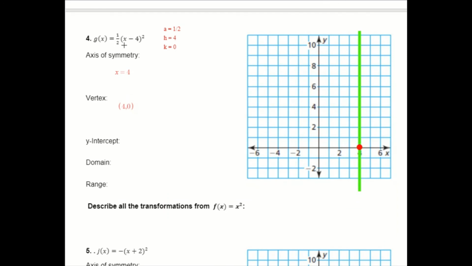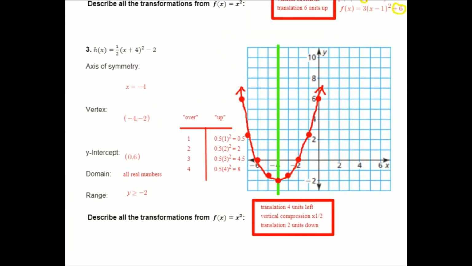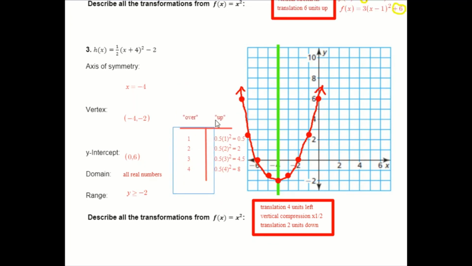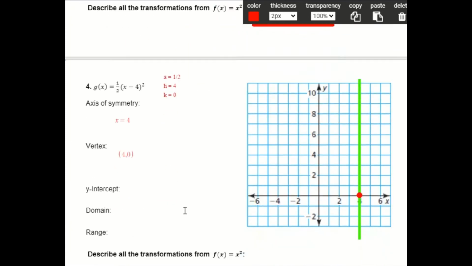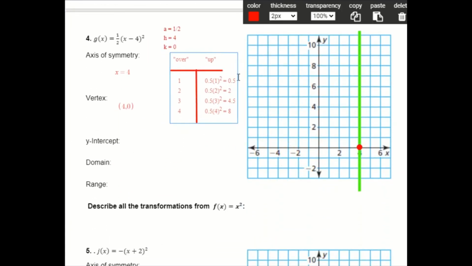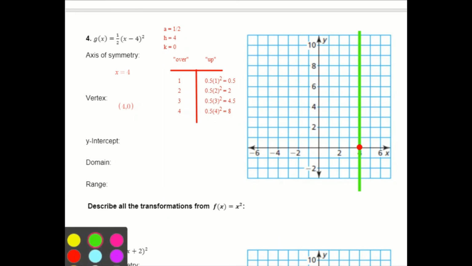Okay, so now our over-up table, actually we can copy what we had up here because up here our a value was 1/2. So our over-up table will be the same. That's kind of the nice thing about this. Once you do an over-up table for a particular a value, you shouldn't have to recalculate everything. It's always going to be the same because the only thing that's really affecting it is the a value. Remember, the a value controls the width of the parabola. So as soon as you get 1, you don't have to redo it.